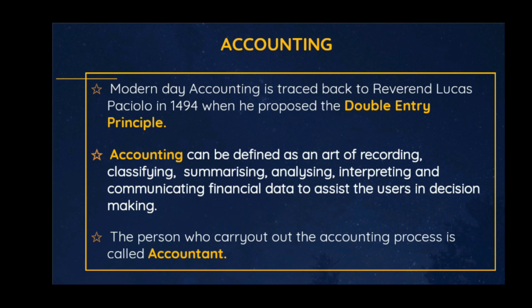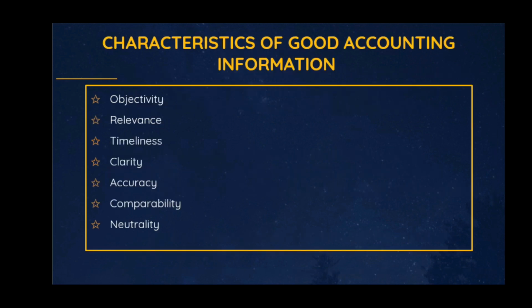Now, what is accounting? Accounting can be defined as an art of recording, classifying, summarizing, analyzing, interpreting, and communicating financial data to assist users in decision making. The person who carries out this process of recording, classifying, summarizing, analyzing, interpreting, and communicating of financial data is called an accountant. Now, for a good accounting system, there are some qualities, some characteristics that it has to possess. That takes us to the characteristics of good accounting information.